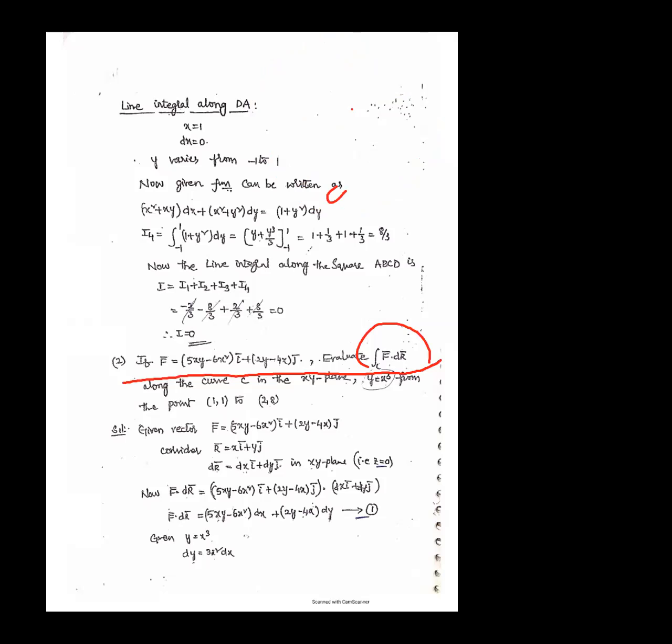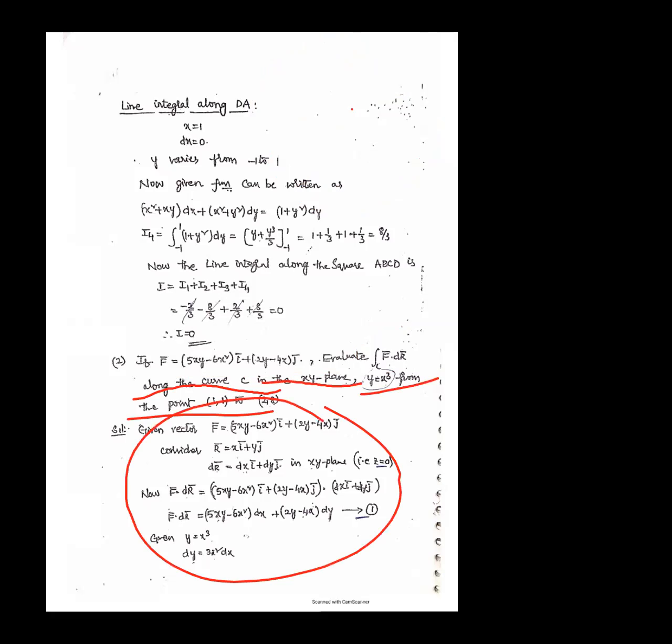In the statement, we continue. Along the curve C in the xy plane, y equal to x cube, from the point (1, 1) to (2, 8). Here, no diagram is required because C is not formed by a square, rectangle, triangle, or any shape. Here, the points are given, (1, 1) and (2, 8). So calculate generally; the corresponding diagram is not required.